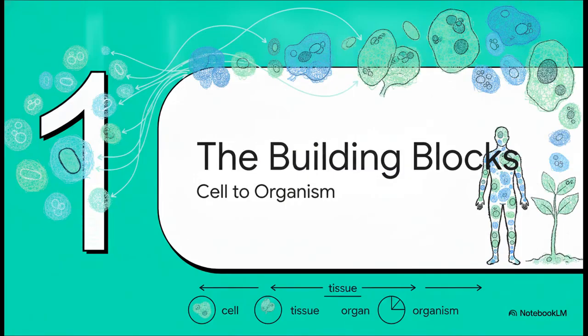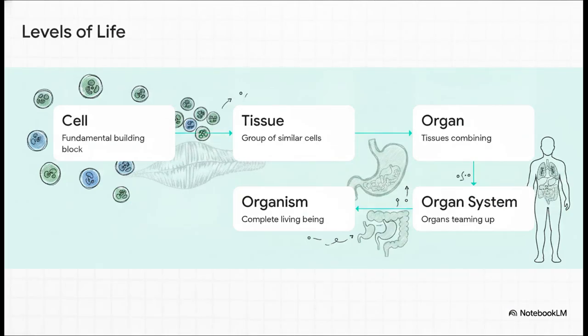Section 1. The building blocks from cell to organism. Let's look at how these microscopic units scale up to create the massive, visible world around us. To actually build a complex living being, nature follows a really strict, highly logical hierarchy. It all starts with a cell, the fundamental building block.